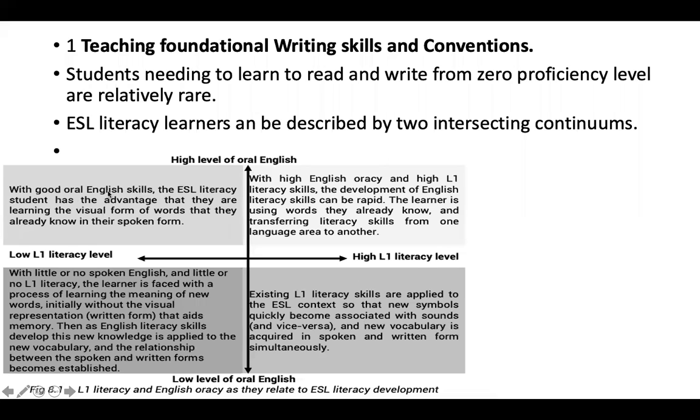So up here, oral. So low literacy but high oral, so up here. Or they could have low oral and low literacy, so be down here. Or they could have good speaking skills, high oral and high literacy.